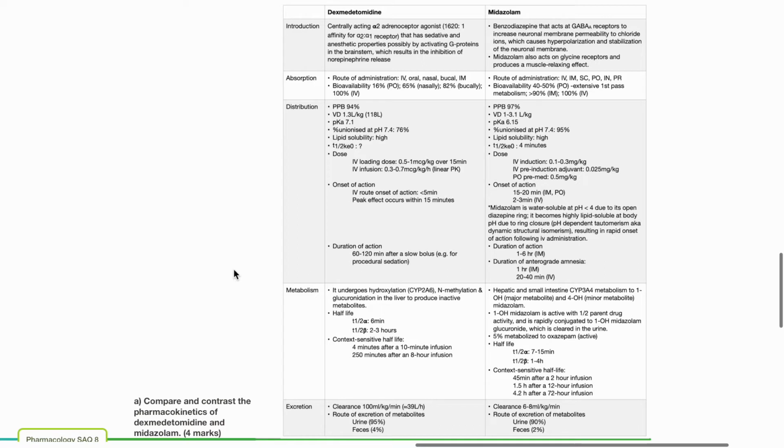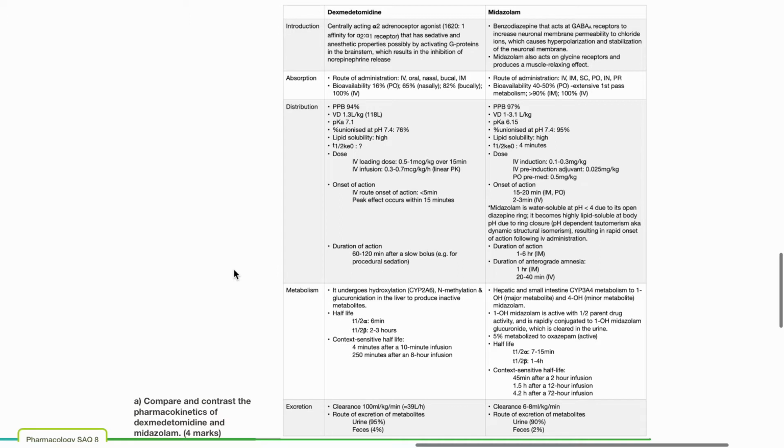Route of administration for midazolam is IV, IM, subcutaneous, oral, intranasal, or perrectal. Bioavailability for oral route is 40-50% due to extensive first-pass metabolism. Bioavailability for IM route is more than 90%.